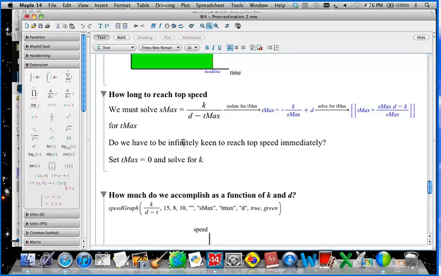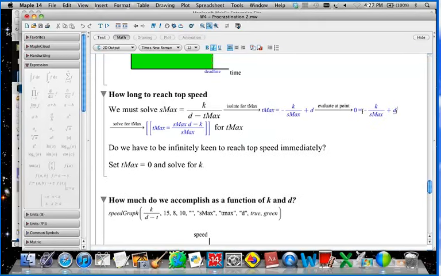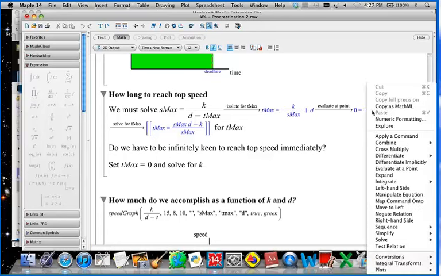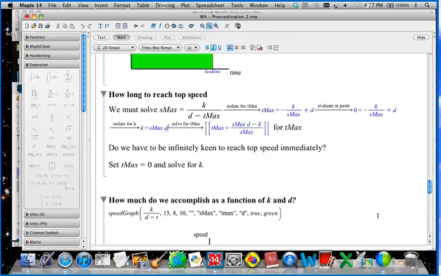So no, we do not have to be infinitely keen, because if we let T max equal 0, that means we're infinitely keen. Solve that for K. So let's evaluate this expression at T max equals 0. There it is. And now we need to solve that for K. And so it turns out that K is equal to S max times D, which is not infinite. So in order to reach our top speed right away, our keenness level has to be S max times D.